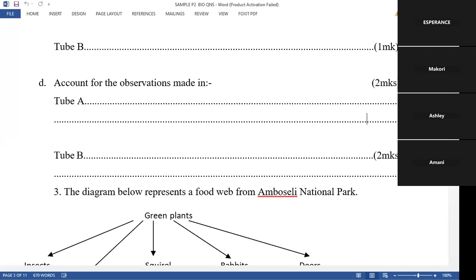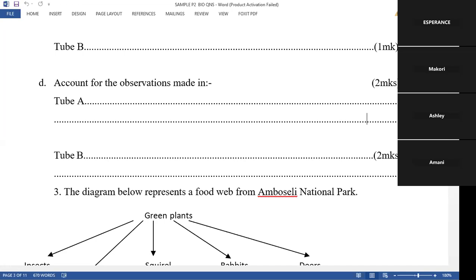Accounting for the observation made in A, no carbon dioxide gets into the solution because the carbon dioxide was absorbed by the sodium hydroxide. So before it gets to the calcium hydroxide, the sodium hydroxide takes all that carbon dioxide. The reason there is formation of a white precipitate in B is because the organism respires, and when it undergoes respiration, it produces carbon dioxide responsible for the color change.